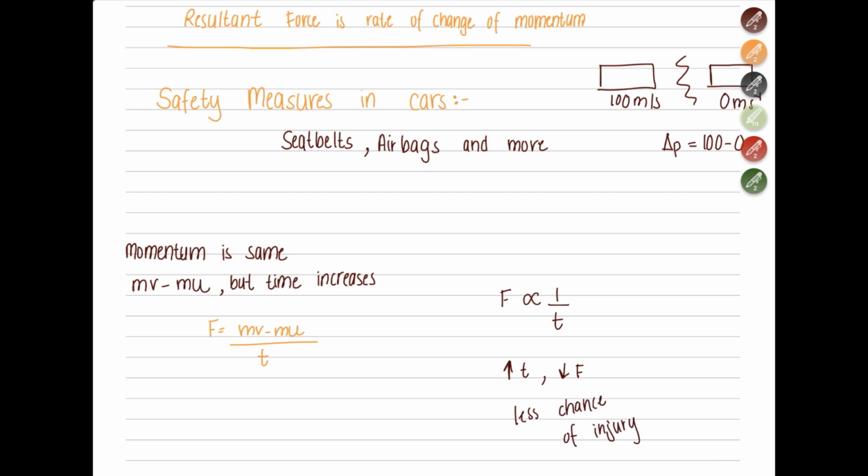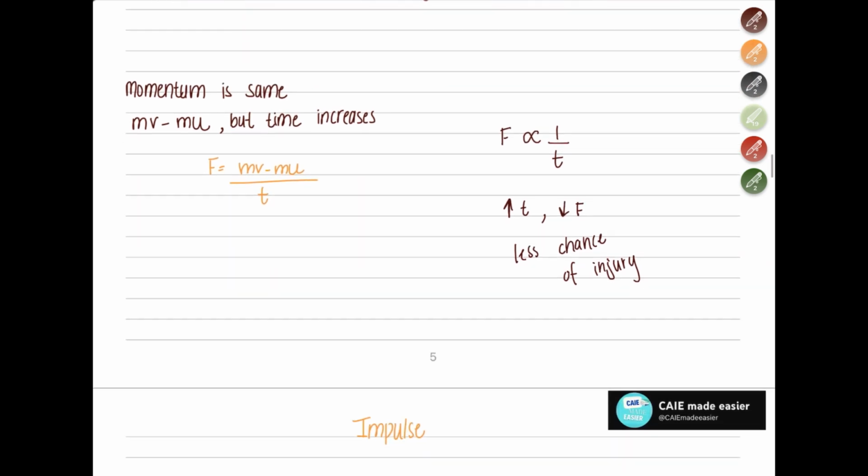That is why, for example, in a car, if the driver is wearing a seatbelt but the passenger is not, the passenger will face more chance of injury, because the time over which the change in momentum happens was a lot less for the person who is not wearing a seatbelt. This is the physics behind using these safety measures in cars.